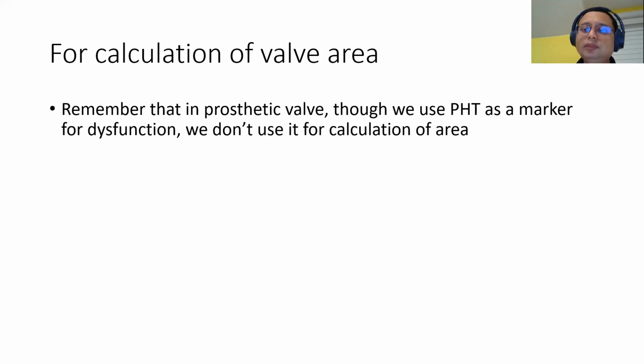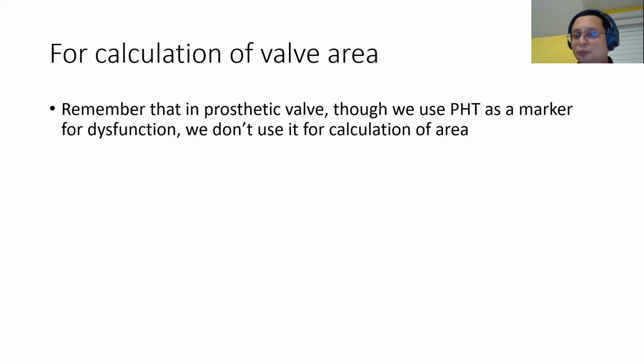Remember that the pressure half time that we use to calculate area is only valid for native rheumatic mitral valve disease, rheumatic mitral stenosis. So the equation that we derive, i.e. mitral valve area is equal to 220 divided by pressure half time, is only for native mitral valve because of rheumatic mitral stenosis.